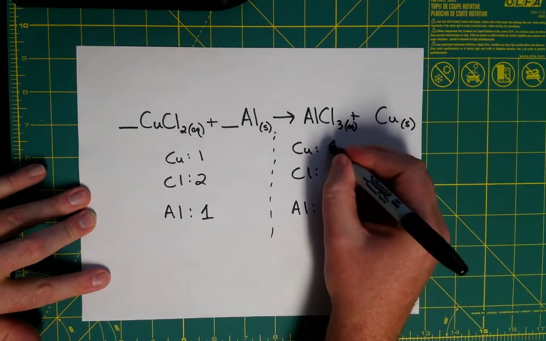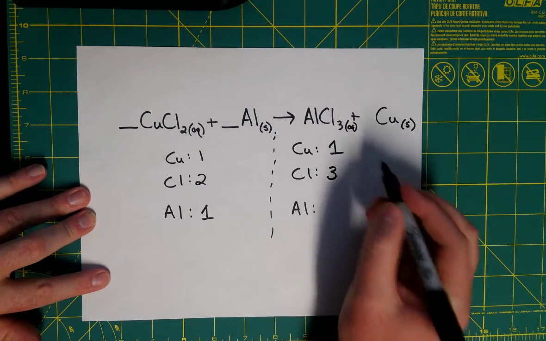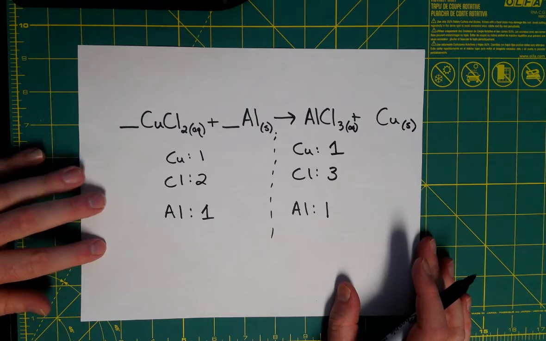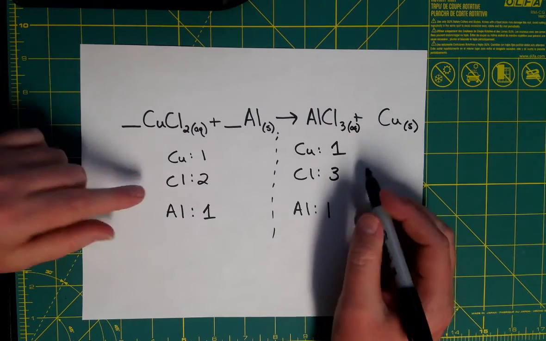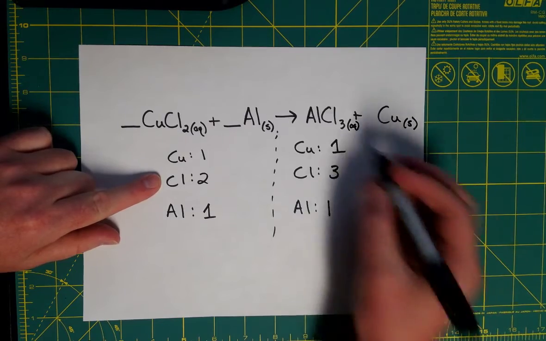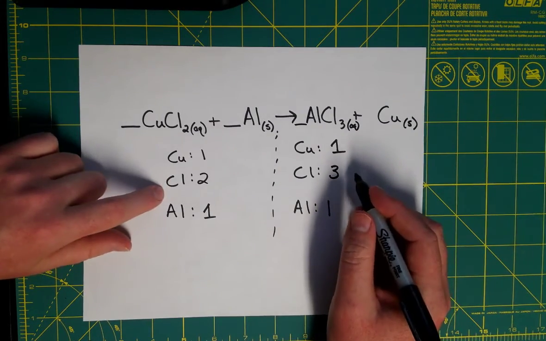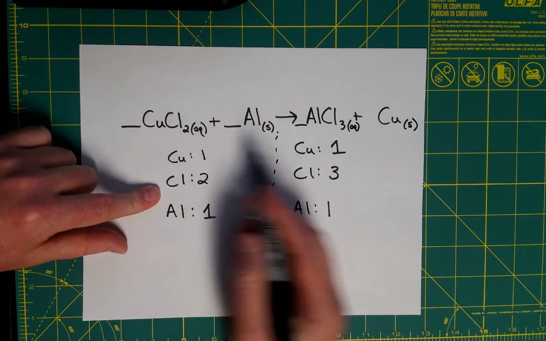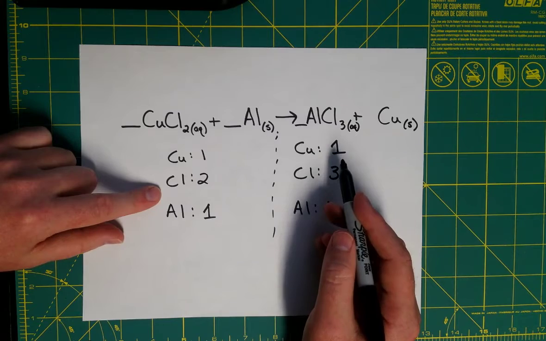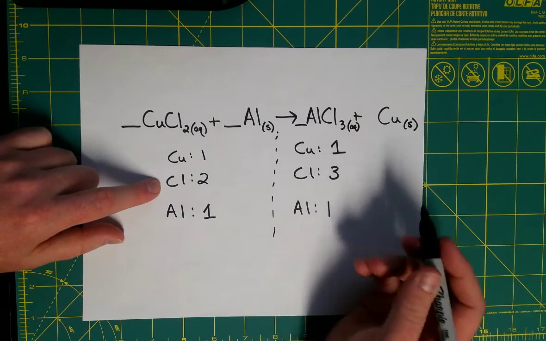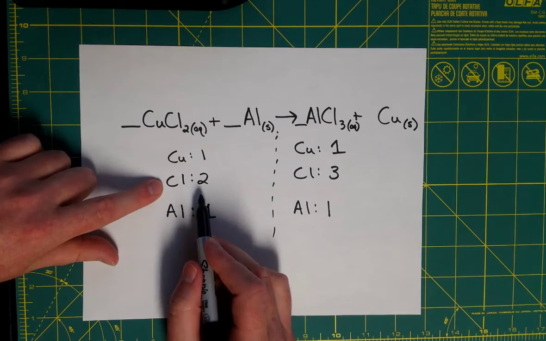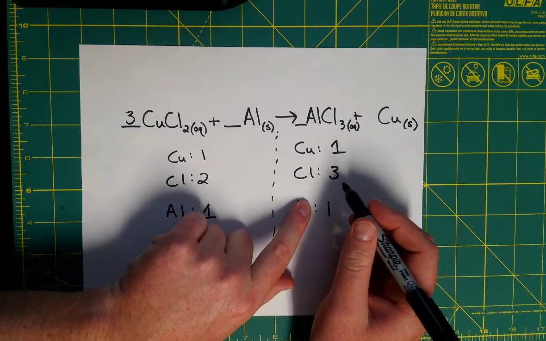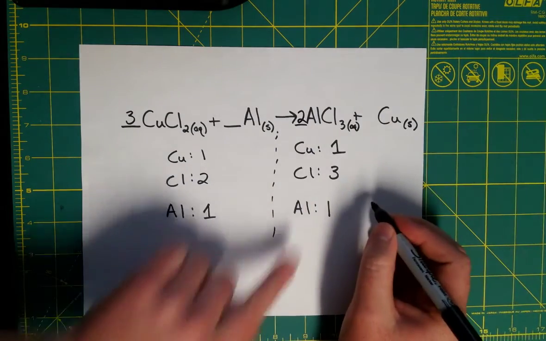On the right side, I have 1 copper, I have 3 chlorines, and I have 1 aluminum. So, what do I need to change here? Well, looking at copper and chlorine, this is one of those weird ones where I can't just change one side, right? So I have 2 on this side and 3 on this side. On this side of the equation, I can only ever have multiples of 2 chlorine. On this side, I can only ever have multiples of 3 chlorine. So I need the lowest common multiple, which is 6. To make 6 chlorines on this side, I need to put a 3 in front of copper chloride. To make 6 chlorines on this side, I need to put a 2 in front of AlCl3.